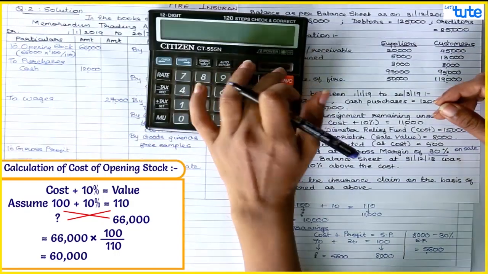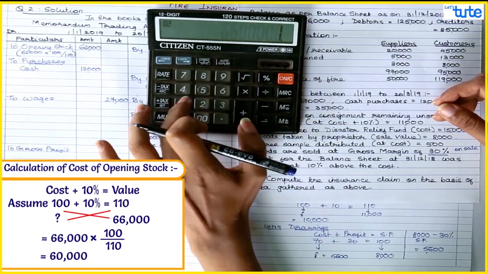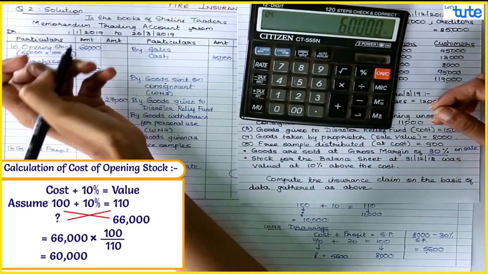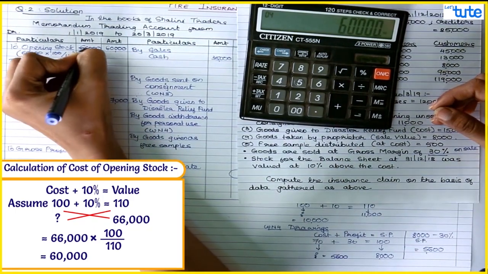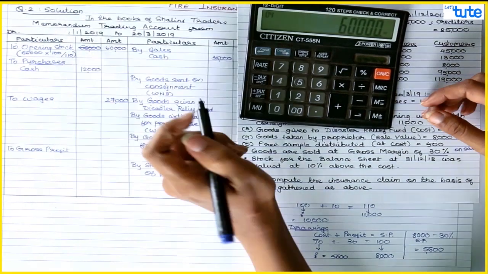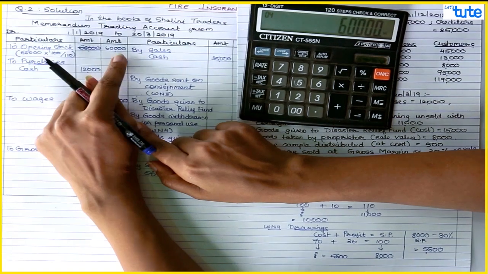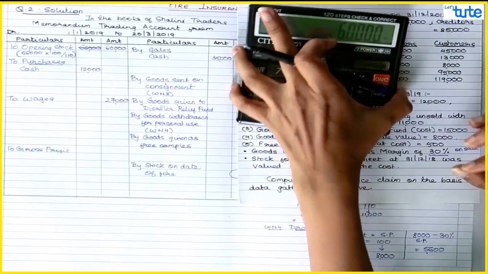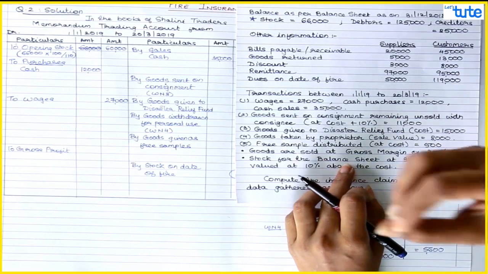So that would be 66,000 into 100 divided by 110. So that is 60,000. So we'll write over here 60,000. We can just cancel this 66,000. So what we can do, 66 minus 6, outer column 60, or you can directly write cost in the outer column. So always remember that you have to take your opening stock or closing stock or any stock at cost.